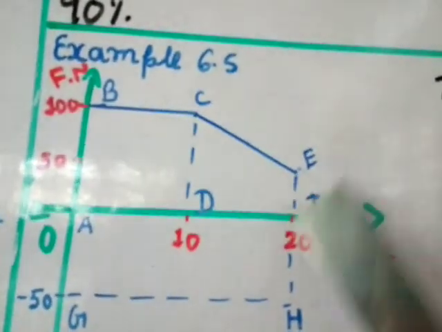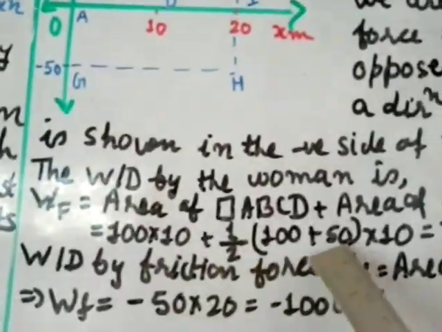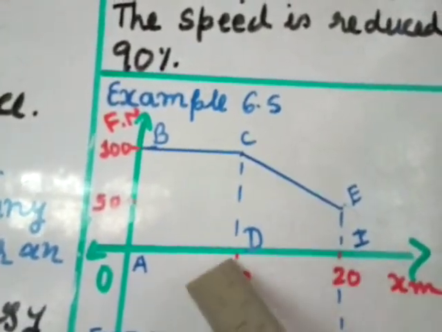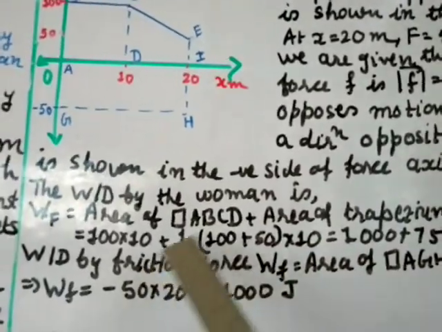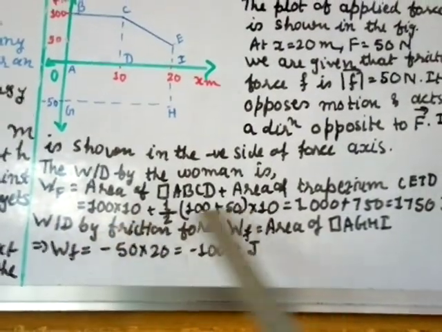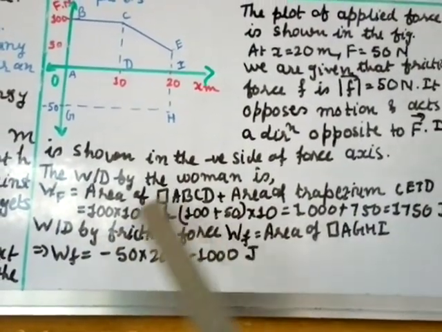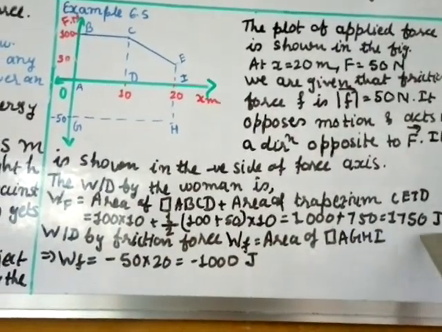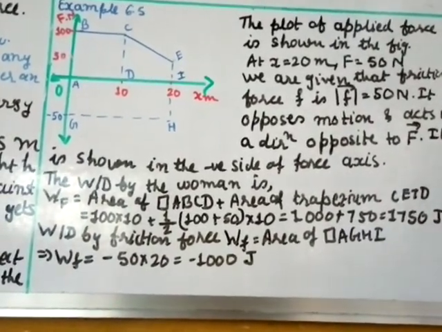So the sum of the two parallel sides is 100 plus 50. And the perpendicular distance between these two parallel lines is from 10 to 20, so the distance will be 10. Into 10, and it is divided by 2. That is the formula for finding the area of the trapezium. So 100 into 10 is 1000, plus, simplifying, you get 750. Summing up together you get 1750 joule. So this is the work done by the woman.